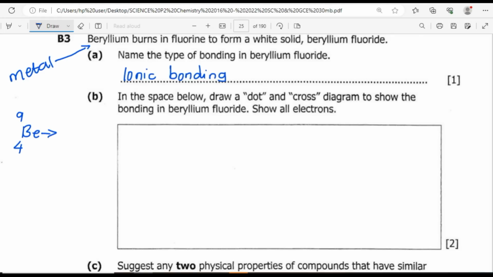If you look at the electronic configuration, we know that the first shell will occupy 2 electrons. Then if we subtract 4 minus 2, the outermost shell will have 2 electrons. So let's look at the electronic diagram for beryllium. First shell 2 electrons, then in the outermost shell we have also 2 electrons. Now let's look at the fluorine. On the periodic table, fluorine has the mass number of 19 and the atomic number of 9. So the first shell has 2 electrons, then 9 minus 2 gives 7. This tells us that the outermost shell of fluorine will have 7 electrons.